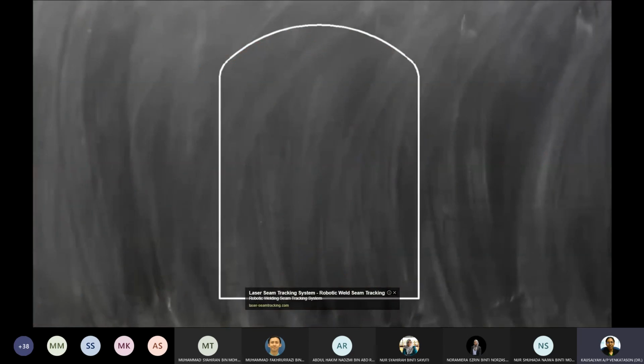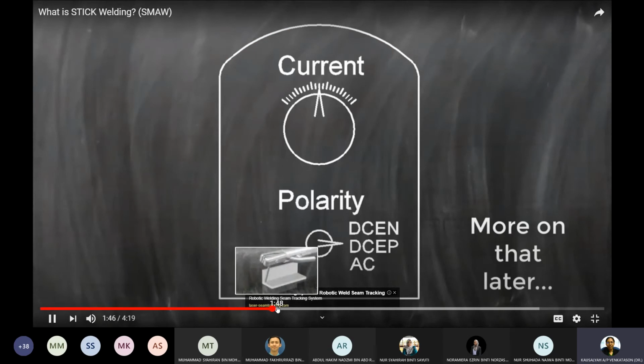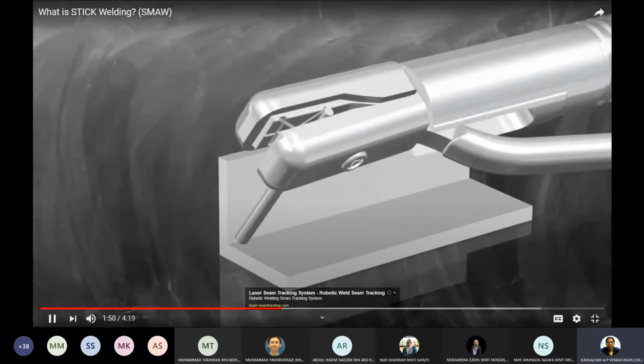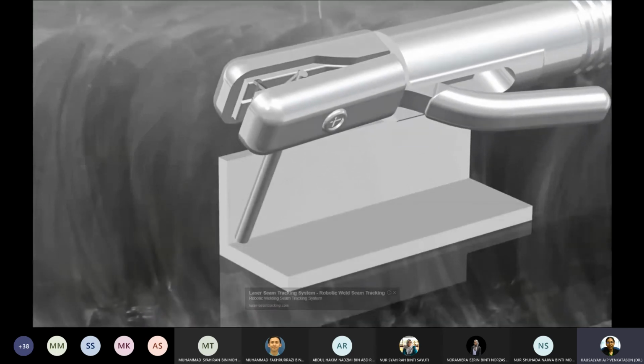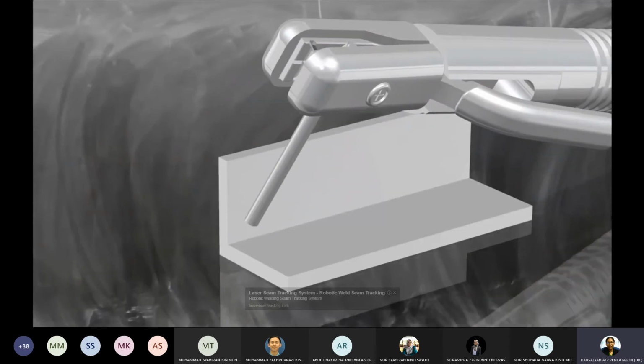Compared to other welding processes, stick welding equipment is often very simple. Sometimes the only controls on the machine are current and polarity. Many important welding variables come from how the person doing the welding positions and moves the electrode. For this reason, the quality of welds produced by this process depends greatly on operator skill.